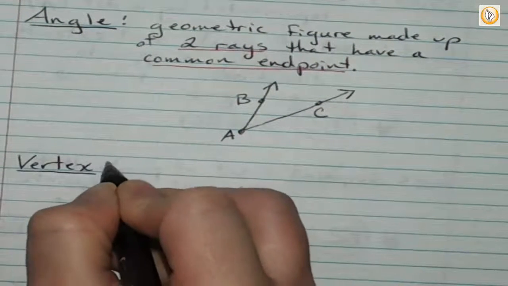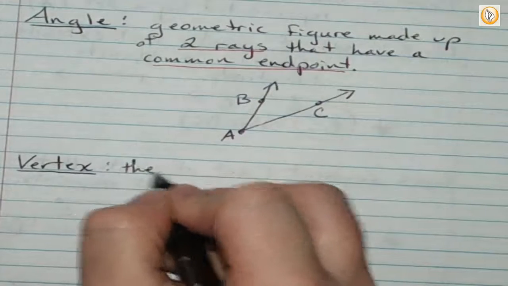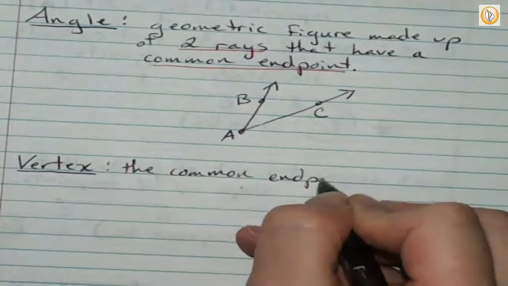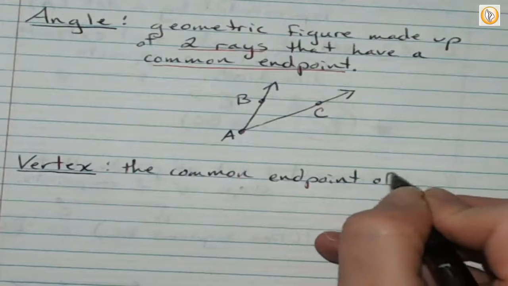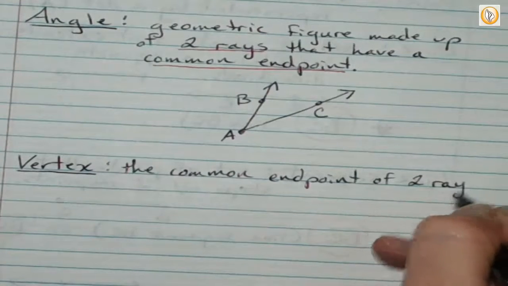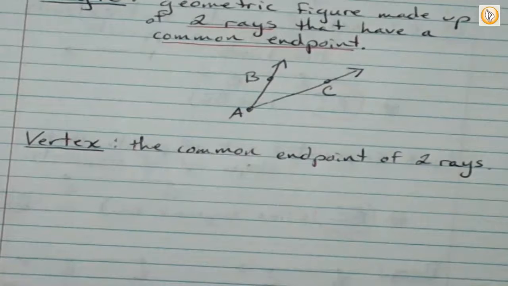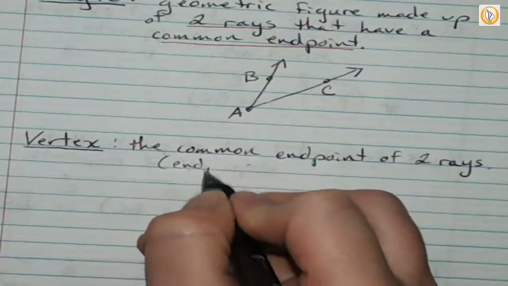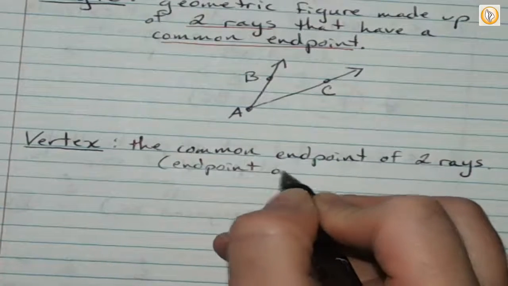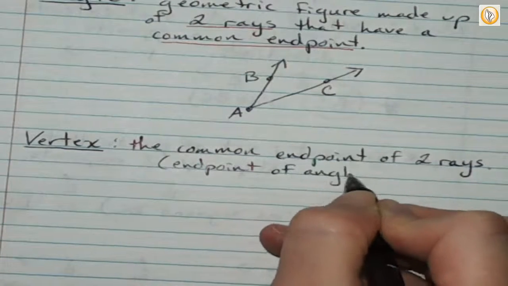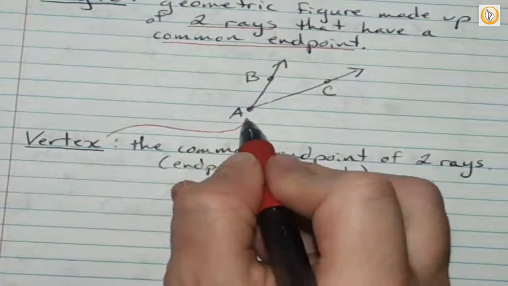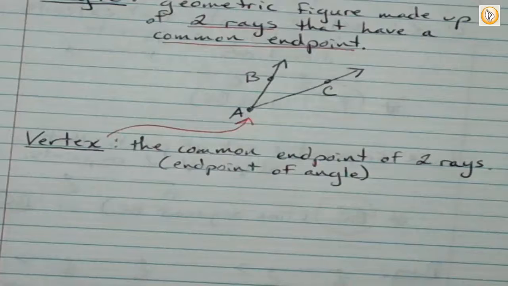Vertex. It is the common endpoint of two rays. Basically, the endpoint of an angle or figure. So there's your vertex.